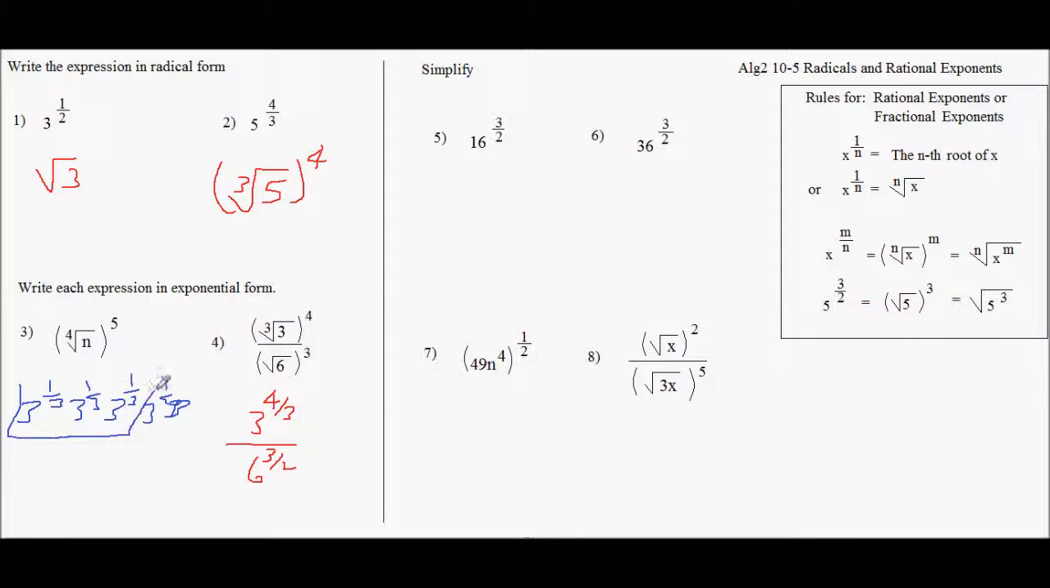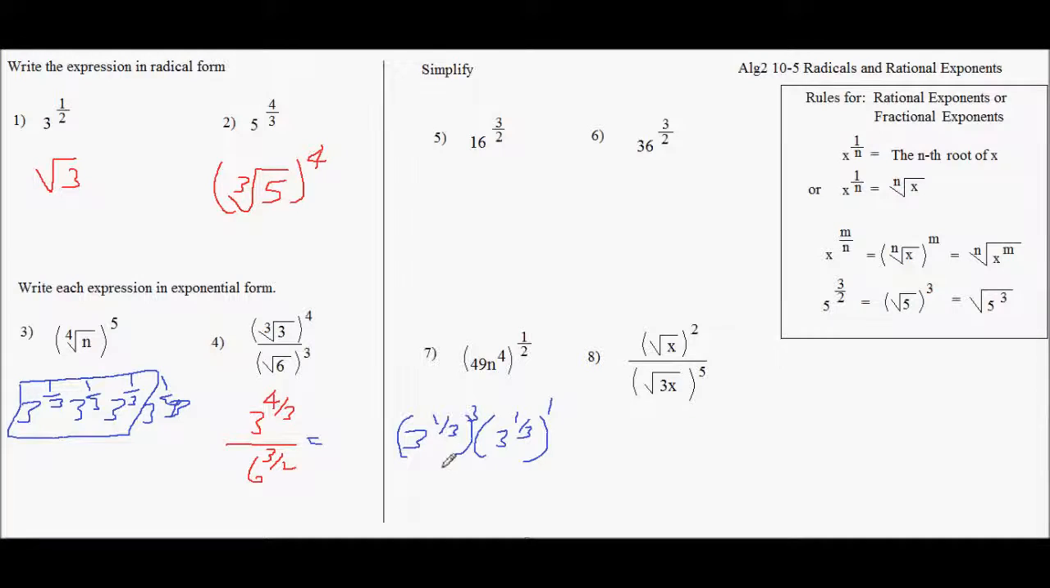Well, this is 3, right? 3 to the 1/3 to the 3rd power. Or else I could say this is 3 to the 1/3 to the 3rd times 3 to the 1/3 to the 1st. And that's a better way.